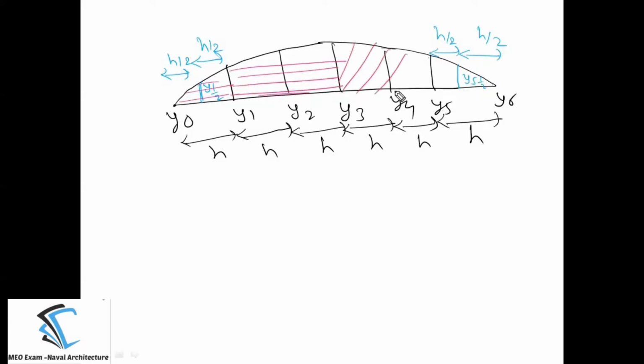Then this is the third region. Then you have a fourth region like this. So there are 4 regions. Then how to proceed with the Simpson's multiplier?